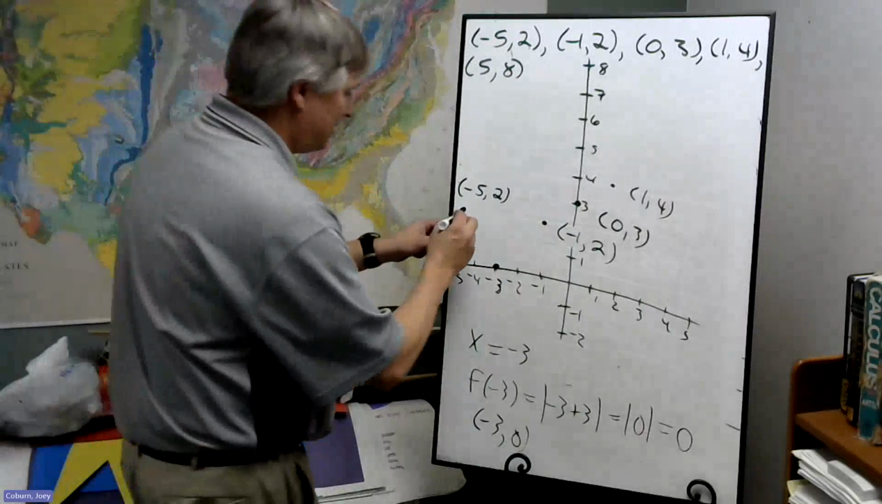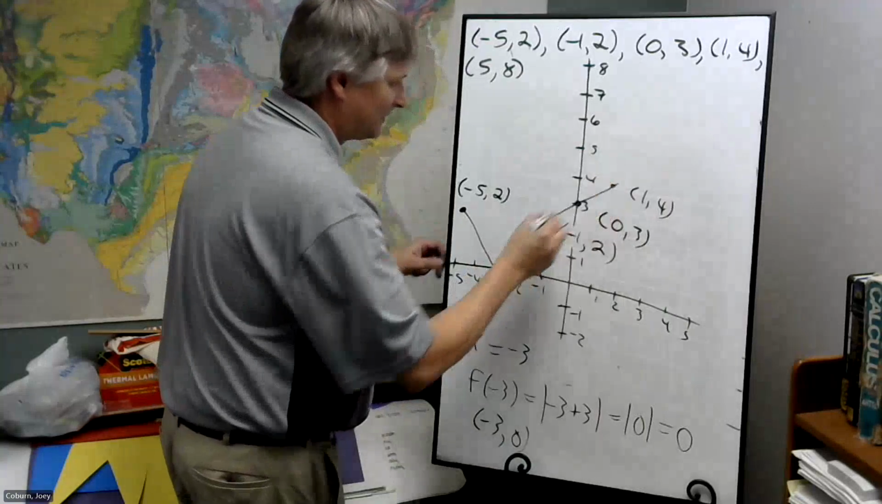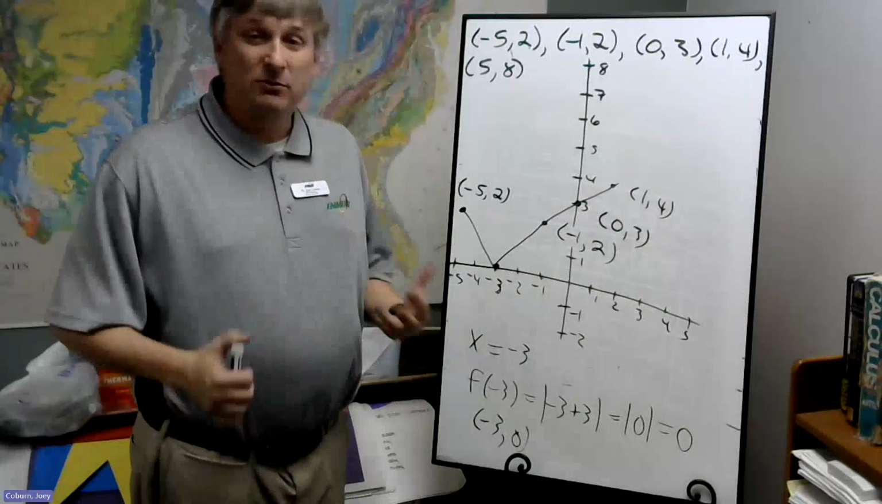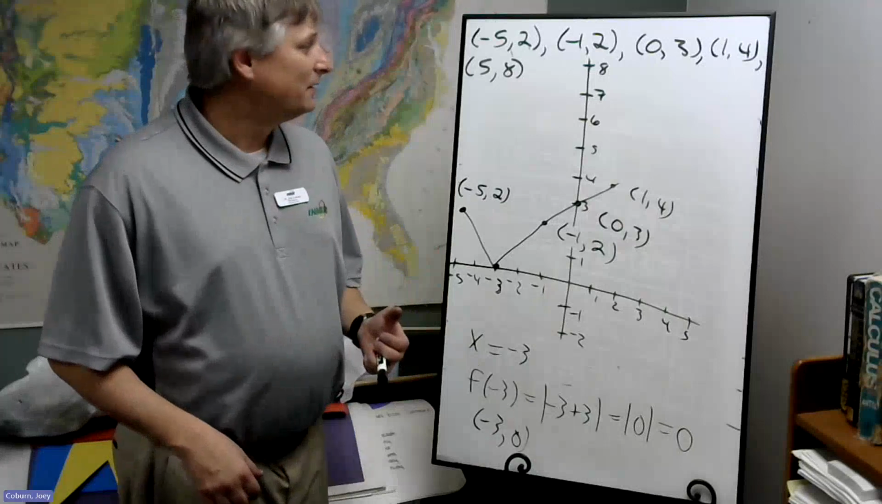So now we connect points. I'm going to get this roughly. So that's a graph of an absolute value. So any questions about that, let me know.